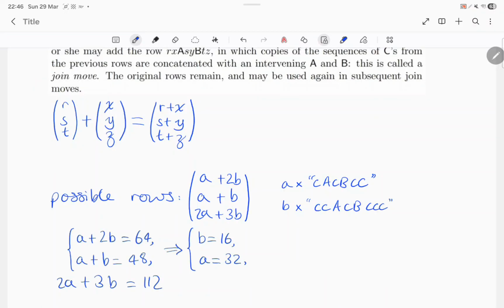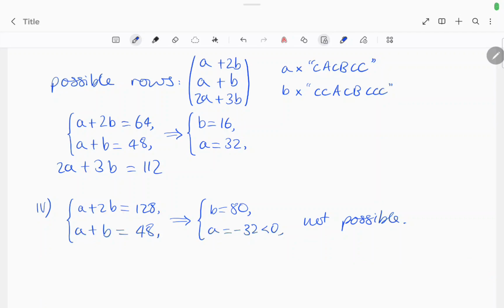From this, we can write down all possible rows. That is A plus 2B, A plus B, 2A plus 3B, where A is the number of the first tile and B is the number of the second tile. I'll explain why I've been talking about numbers of each type of row later. So for the required sequence 64, 48, 112, we can solve to get that A is equal to 32 and B is equal to 16, and then we can verify to see that we can in fact make this row.